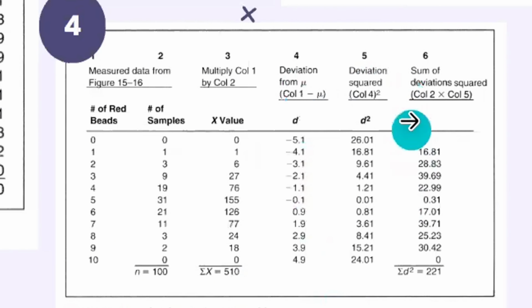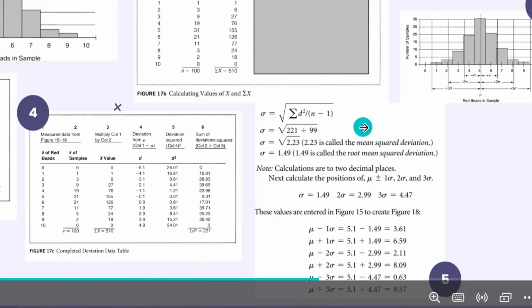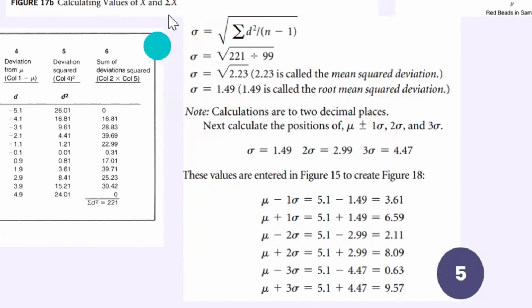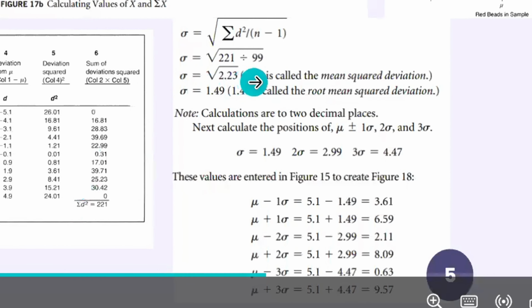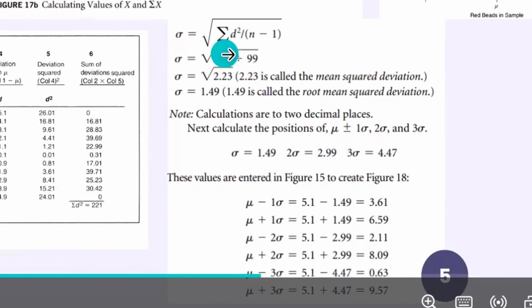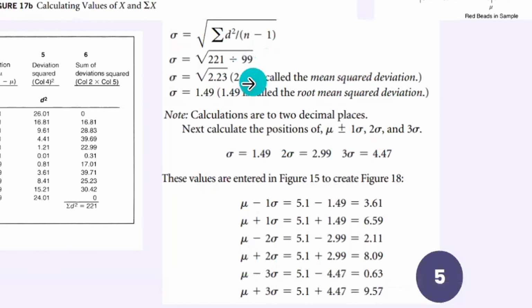And the sum of division squared is column 2. This is column 2 times column 5 here, and the result of this is the summation of division squared. To solve the standard deviation, it has a formula, right? This is the formula. You can transpose it to 2 over 1, divided by 99, because 100 minus 1 is 99.